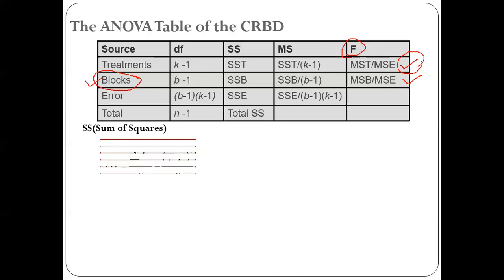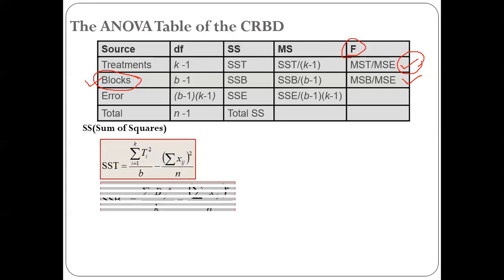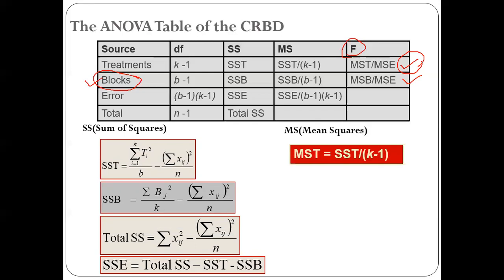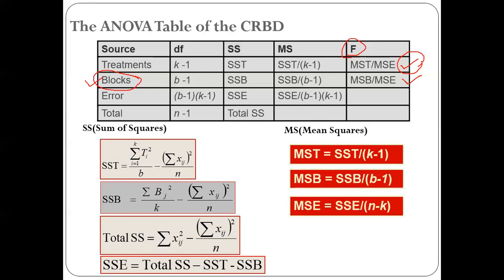So this is the formula that we are going to use in a two-way ANOVA by using CRBD design. This is for the mean of square, how to get MSC, MSP, and MSE.